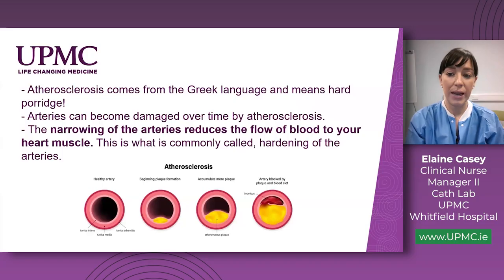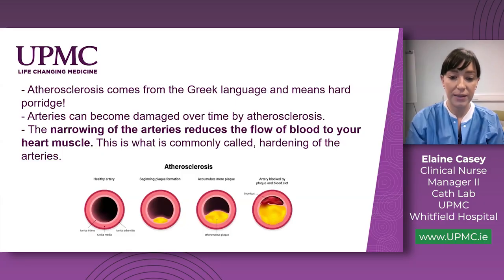Atherosclerosis comes from the Greek language and means hard porridge. Arteries can become damaged over time by atherosclerosis. The narrowing of the arteries reduces the flow of blood to your heart muscle. This is what's commonly called hardening of the arteries.